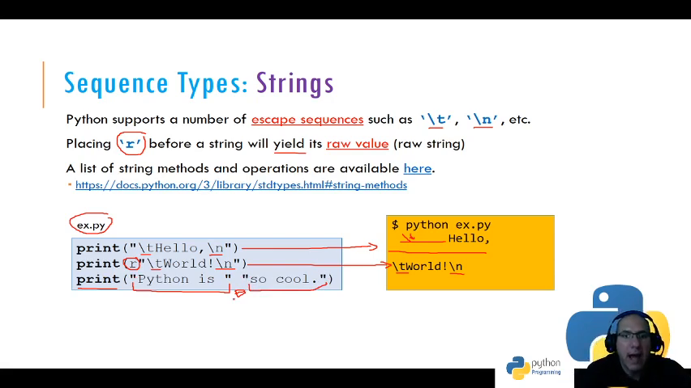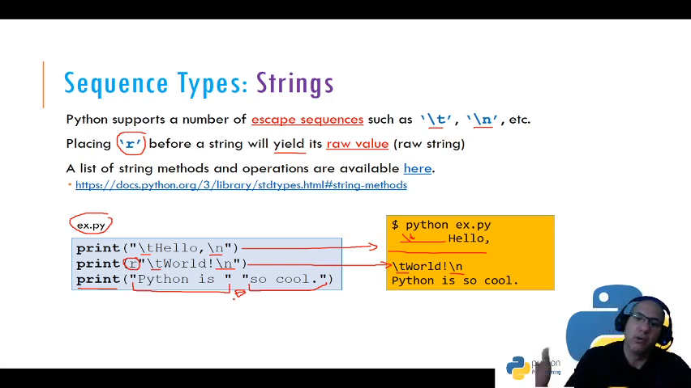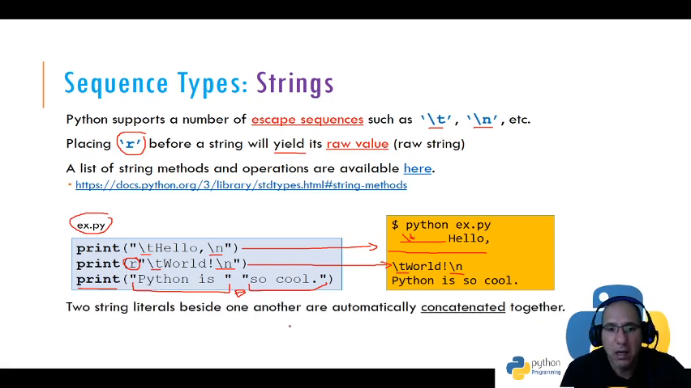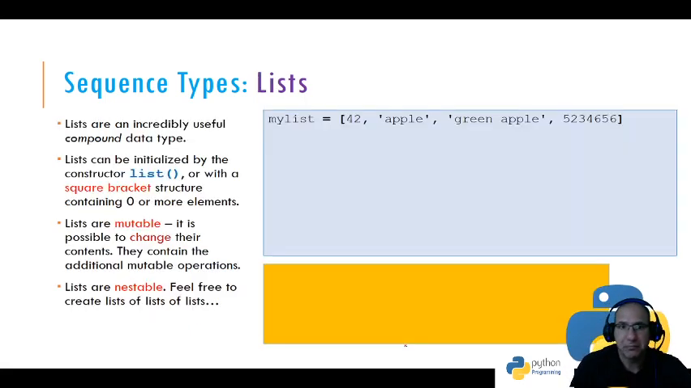In Python, when you have 2 strings next to each other separated by a space, it's by default a concatenation. What does this mean? It means that the first string is concatenated to the second string, and the output will be Python is so cool, just like what we have in here. So 2 string literals beside each other are automatically concatenated.